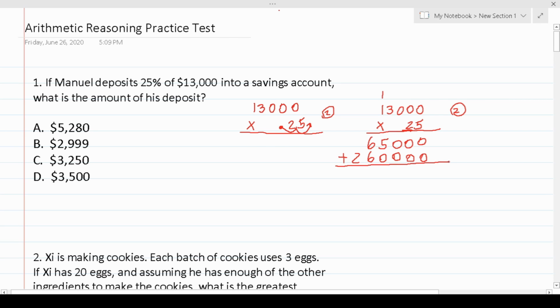Let's add these together. We have 0 plus 0, which is 0. 0 plus 0, which is 0. 0 plus 0, which is 0. 5 plus 0, which is 5. 6 plus 6, which is 12. Carry your 1. 1 plus 2 is 3. Bring in your 2 decimals. So we can see the amount that he deposits is, let me rewrite this so it's clear, $3,250, which is 25% of 13,000. So the answer to this one is C.